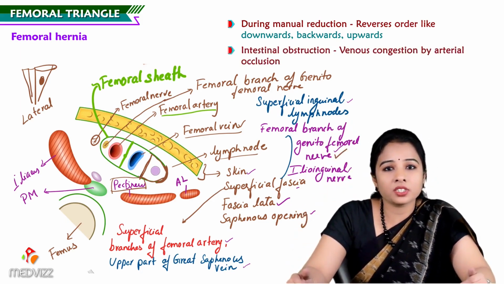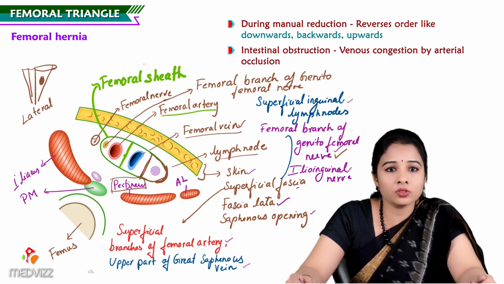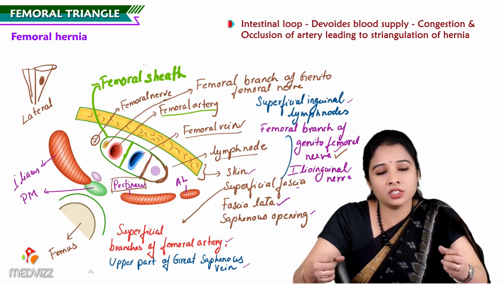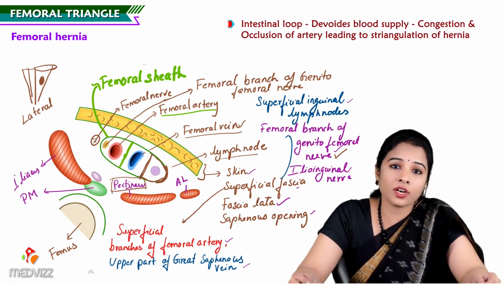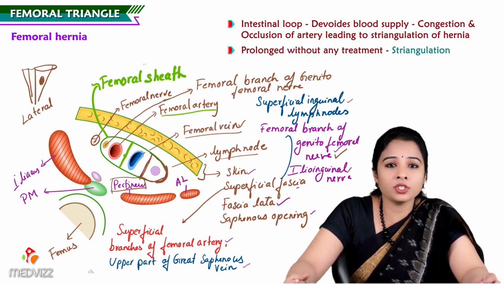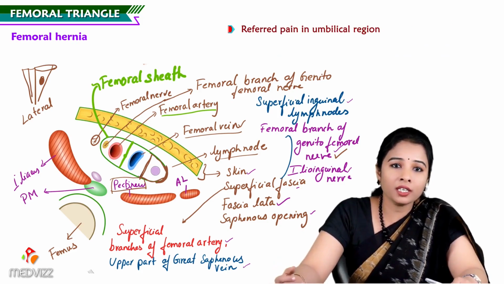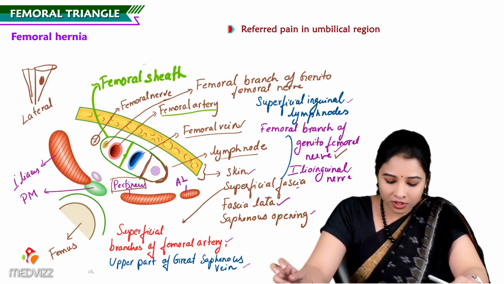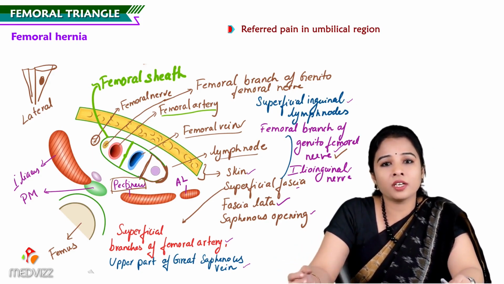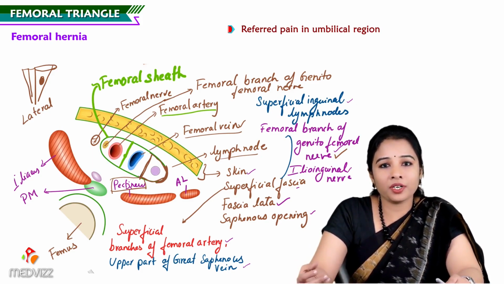This intestinal obstruction may cause venous congestion followed by arterial occlusion also. So the intestinal loop is devoid of blood supply because of the congestion and occlusion of the artery, leading to strangulation of the hernia. If it is prolonged without any treatment, it may lead to strangulation. They will have referred pain towards the umbilicus if there is any femoral hernia. So this is all about the femoral sheath, femoral hernia and clinical aspects, and we completed the femoral triangle with its boundaries, contents and some important applied aspects.